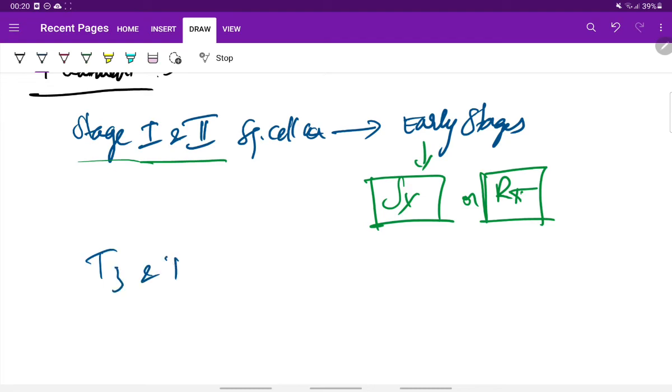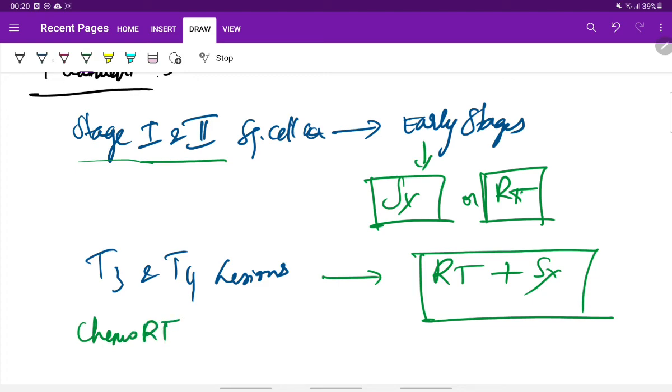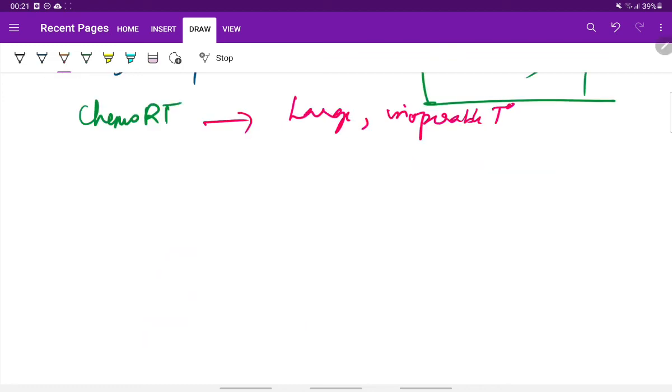Then T3 and T4 lesions are treated by radiotherapy combined with surgery. Chemoradiation, that is chemoradiotherapy, is used for large inoperable tumors. So surgery cannot be performed for such type of tumors, in which we do chemoradiation. This is all about the carcinoma of maxillary sinus. Thank you.